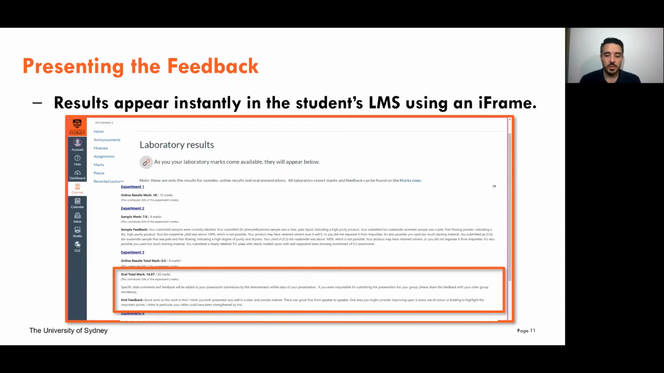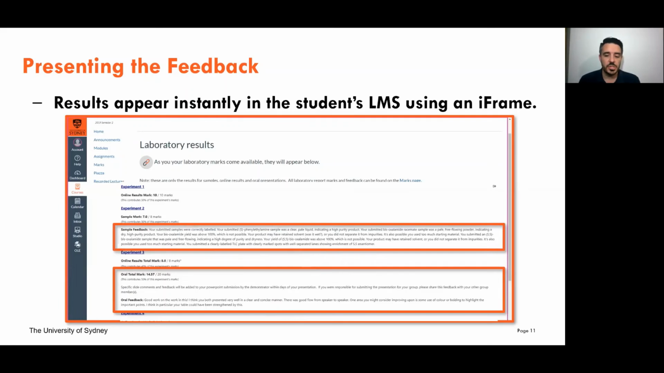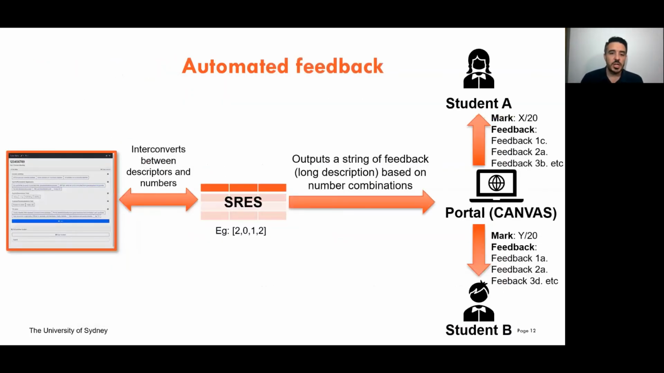You can see up a little bit higher, we have another feedback statement. This is for a lab sample, but this phrase was constructed automatically in SRES. So SRES is capable of piecing together a string of feedback statements based on a student's score in each criterion.